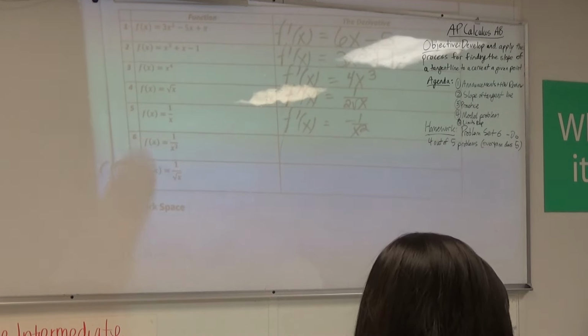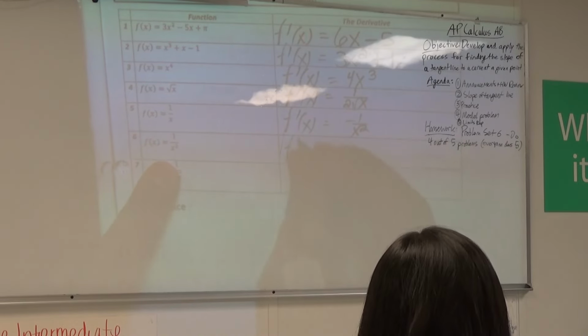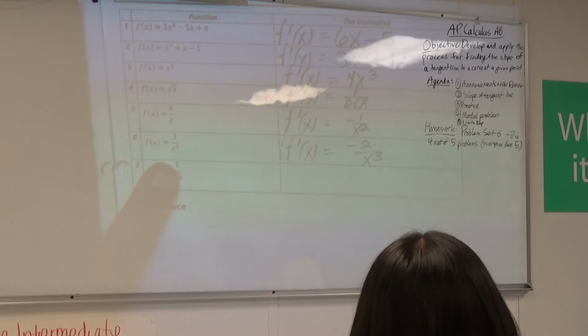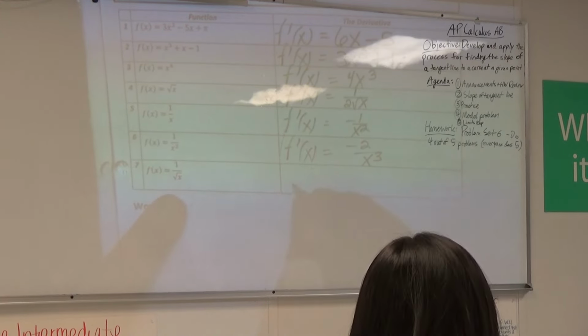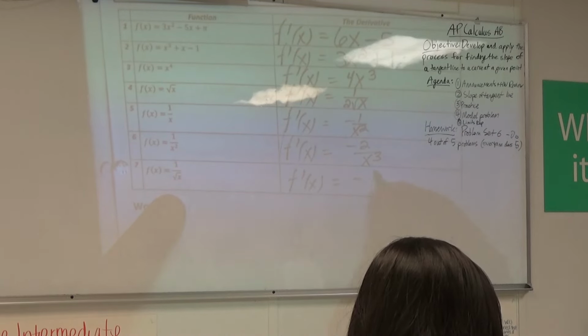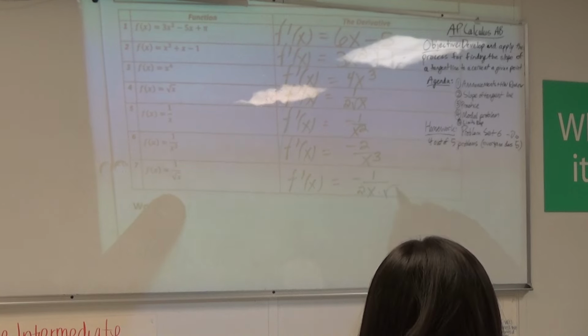I agree. Number 6, Stephen, you did 1 over x squared, right? Yeah. Did you get a derivative? Yes. Negative 2 over x cubed. Negative 2 over x cubed. I love it. And number 7, my beautiful work led me to, what did I say? Negative 1 over 2x times the square root of x.